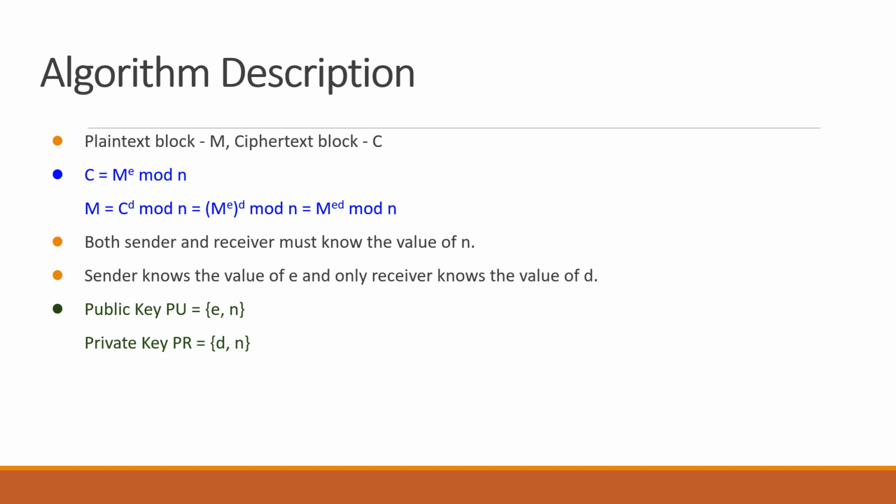Here C is the calculated ciphertext and D is the calculated key value with the help of the chosen integer value. Using that we can find the D value, and using that we can decrypt the ciphertext which has been sent. Both the sender and receiver must know the value of N, and the sender knows the value of E, and only the receiver knows the value of D. This D will be computed with the help of the E value. Okay, hence the public key will be given as PU equals E comma N, and the private key will be given as D comma N.